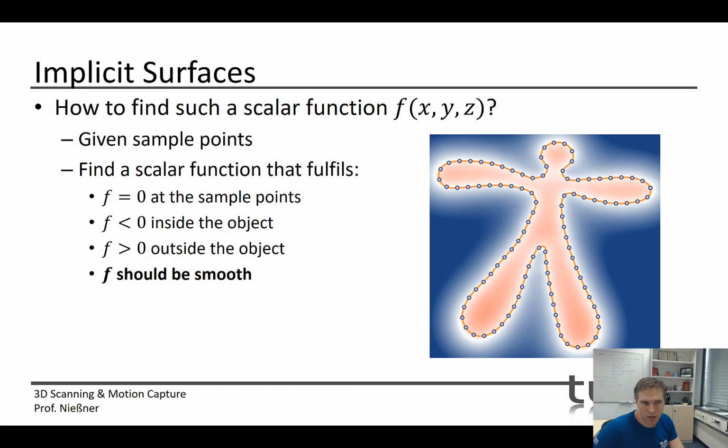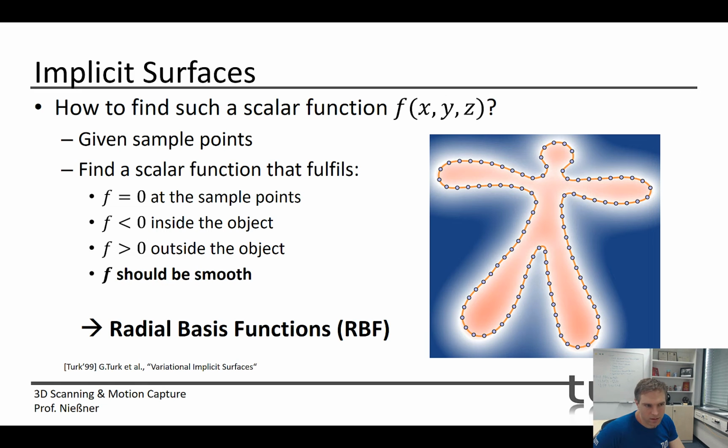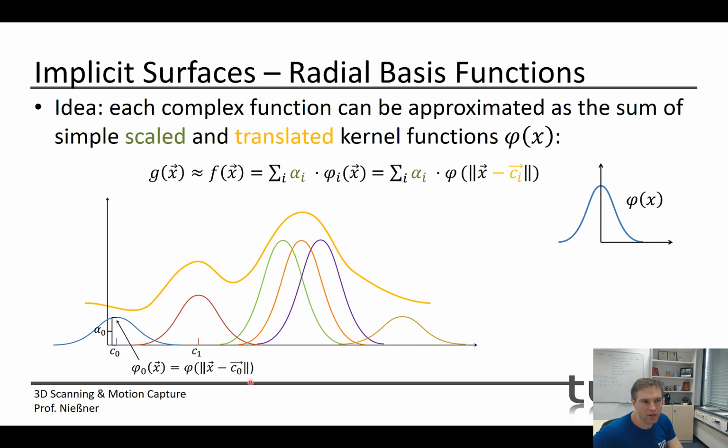And one of the reconstruction methods here is based on radial basis functions. This is a paper by Greg Turk. It's a variation of implicit surfaces. So the radial basis function idea is basically to say we have a set of basis functions. That's what's called radial basis functions. And the idea is each complex function can be approximated by a sum of simple scaled and translated kernel functions, right? So these kernel functions are being used. So we have a bunch of these kernel functions.